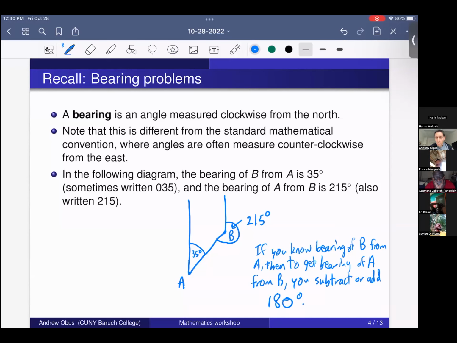Okay, so this is what we recalled with bearings. And in general, when you're given bearing problems, you really just want to draw a picture. And usually if you can draw a good picture, then you'll get all of the information you need from combining the picture with a little bit of trigonometry using right triangles. So this is recalling what's going on with bearings.